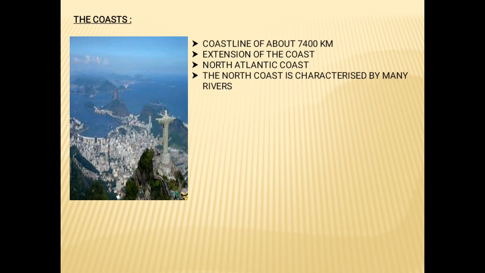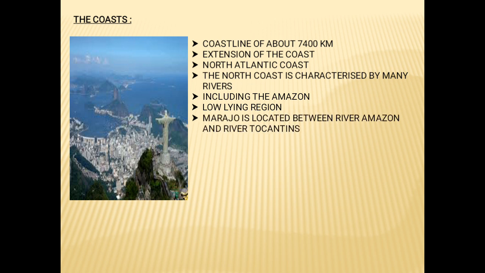The northern coast is characterized by mouths of many rivers, including the Amazon. Therefore, this region is a low-lying region. On this coast lie Marajó Island, and Marajó and São Marcos Bays. Marajó is a large coastal island located between the mouths of the River Amazon and the River Tocantins.